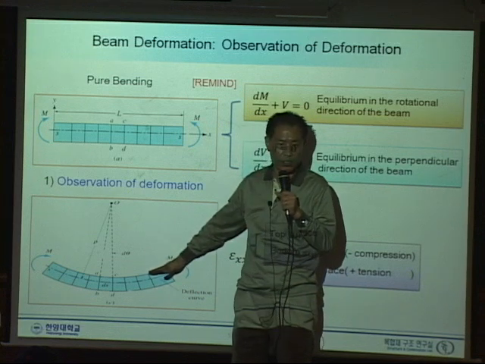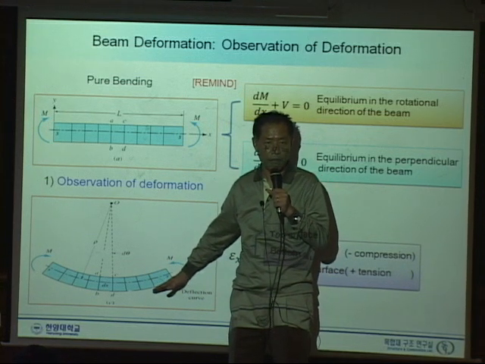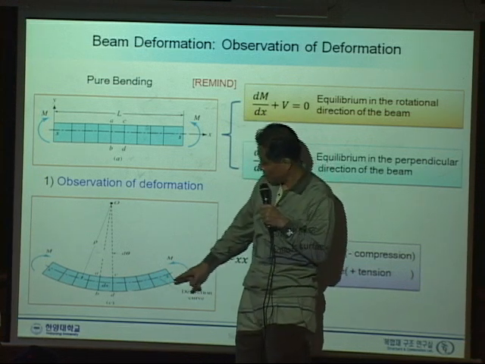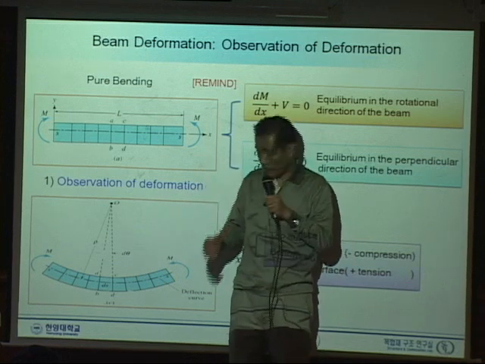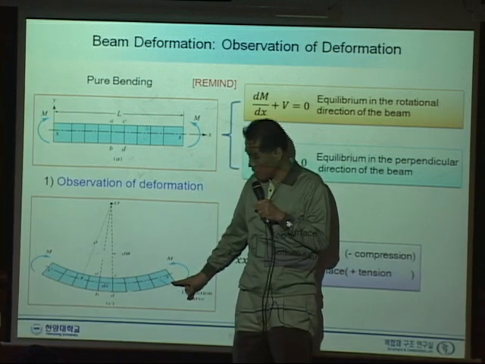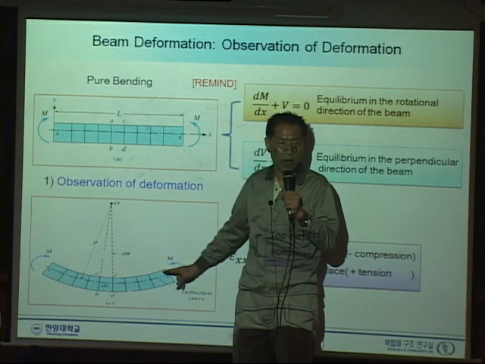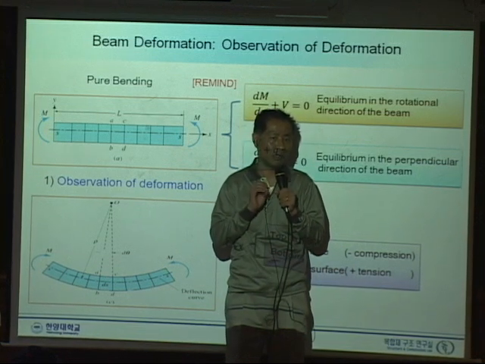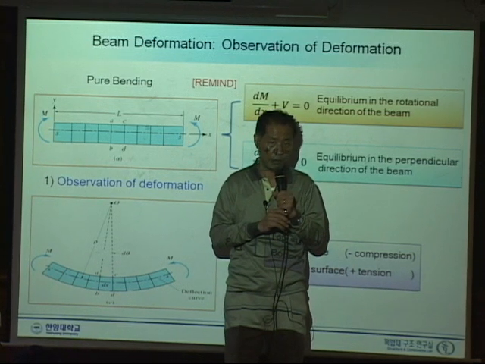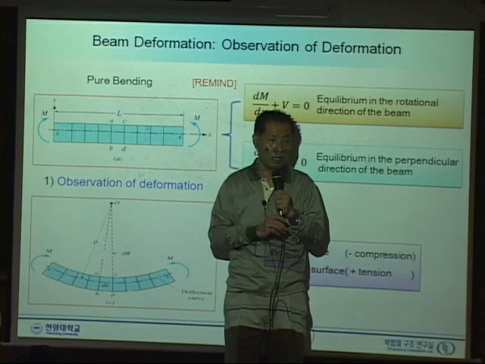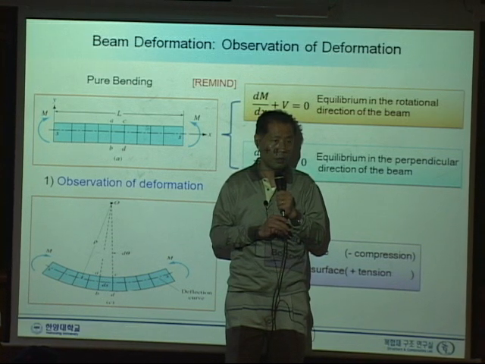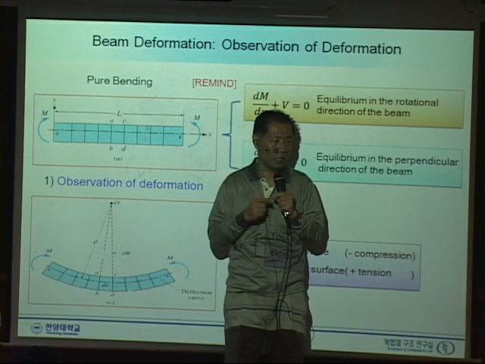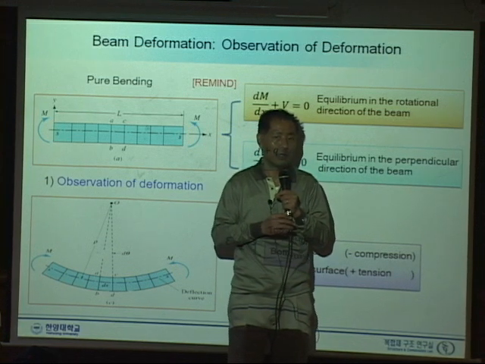See, the top surface is subject to compression and the bottom surface is subject to tension, which means that the compression or tension varies through the thickness, and there should be some line which has zero strain. There should be some position where we do not have any tension or any compression. Zero strain.